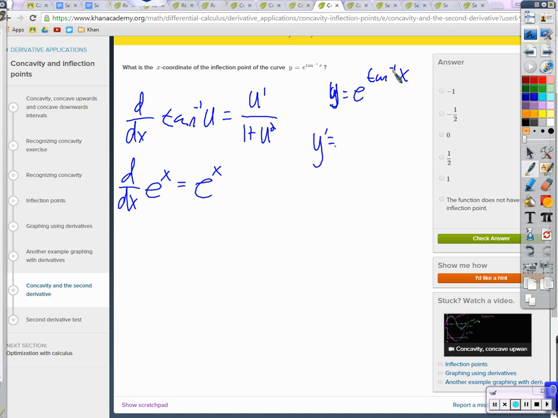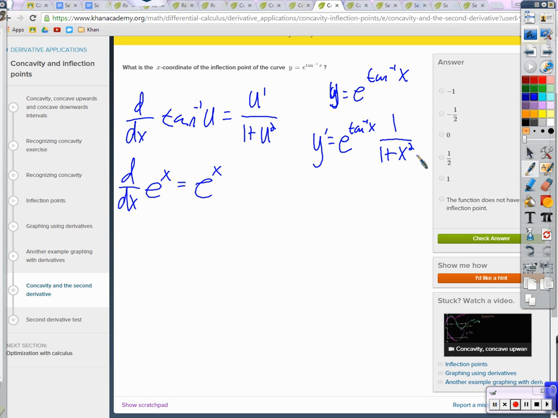So what's the derivative of e to the inverse tangent of x? It's e to the inverse tangent of x, but then we need, by the chain rule, to multiply by the derivative of the inverse tangent. The derivative of the inverse tangent? Well, u is x, so what's u prime? What's the derivative of x? 1. So u prime in this case is 1. 1 over 1 plus u squared, what's u in this case? Just x, right? The u is the thing that's inside the inverse tangent function. So it's just x squared.